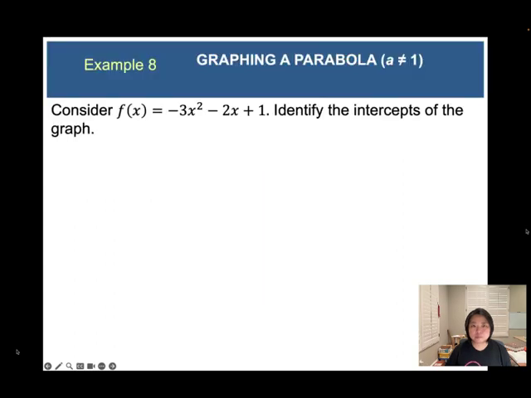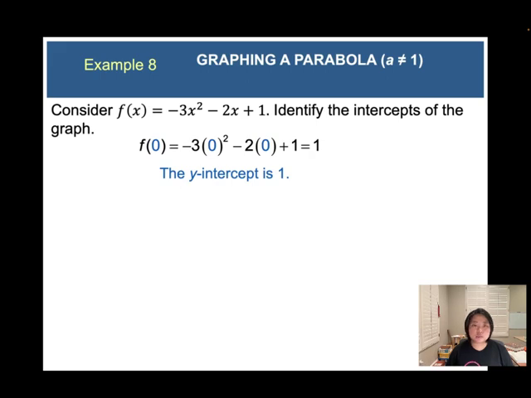Let's try this example. So we do have the parabola here, and my a is equal to -3. So we know we do have a downward graph. The graph is going to look downward. And we need to identify the intercepts of the graph. So first, let us find the y-intercept. When you want to find the y-intercept, you plug in x equal to 0. Okay, x equal to 0, these two terms become 0. So it's only equal to 1. So the y-intercept will be equal to 1 here.